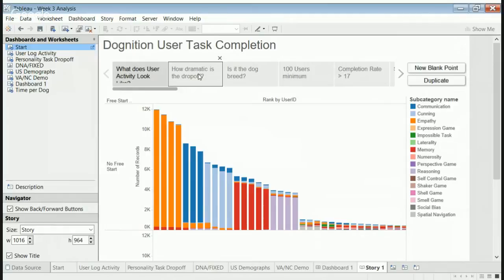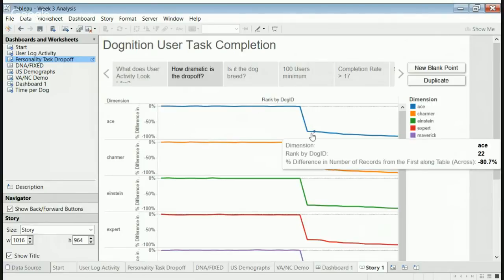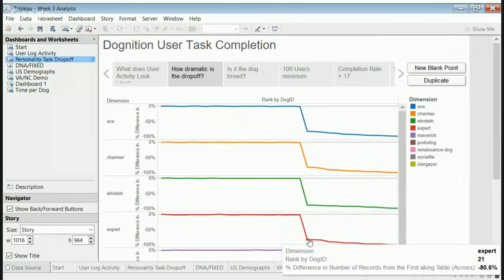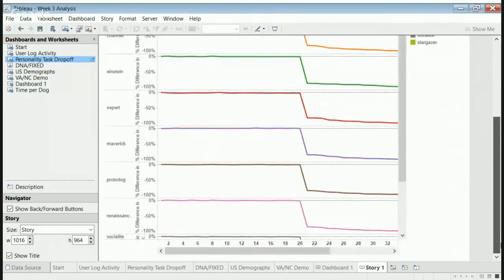Just how dramatic is that drop-off? It's pretty significant. If you look over here, this is the dog's ID now. Same type of graph, you'll notice, broken apart by personality. And it goes down by 80 or 90, even sometimes 95%, regardless of its personality.